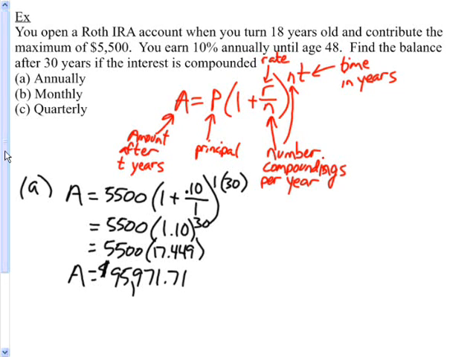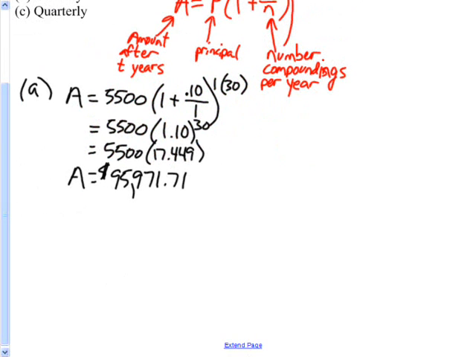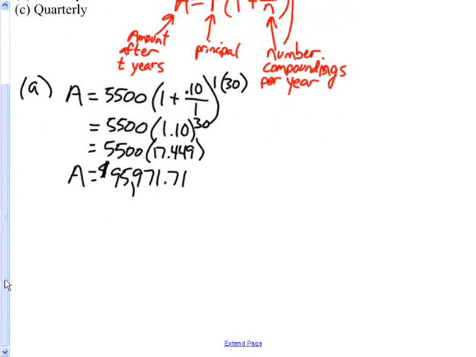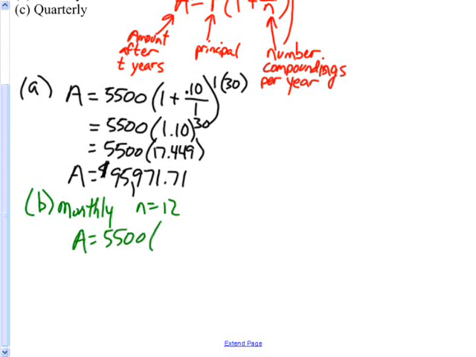Now let's do that again, but this time let's see, part B was for monthly. So since it's monthly, now N is going to be 12. Okay. So we start out again with $5,500, times 1 plus the interest rate, which is still 10%, so 0.1, but it's divided by that 12 compoundings. 12 times T, we're 30 years, 30 years later, okay? So this is 5,500. Let's go 0.1 divided by 12 and then add the 1 to it.